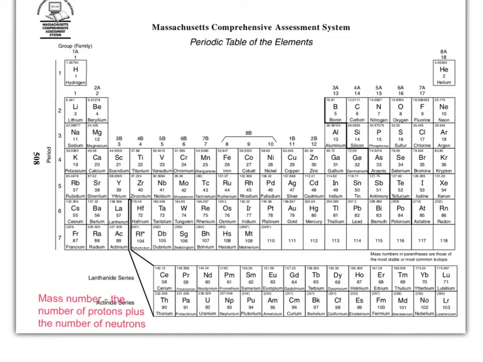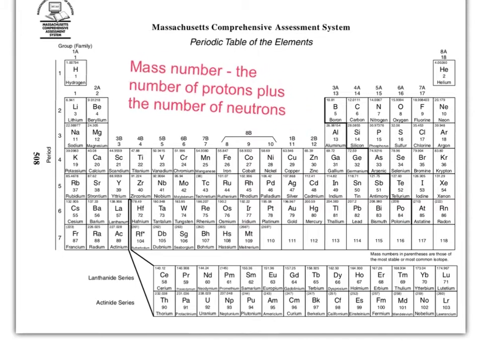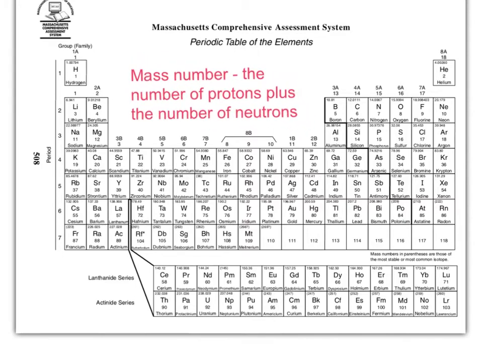The last subatomic particle we're going to talk about is the neutron. Neutrons are neutral, and they're located inside the nucleus, and we have to do a little bit of work to figure out how many neutrons an element has, because it's not directly listed on the periodic table like it was for protons and electrons. So the first piece of information that's helpful when figuring out neutrons is this definition: mass number. Mass number is the number of protons plus the number of neutrons.